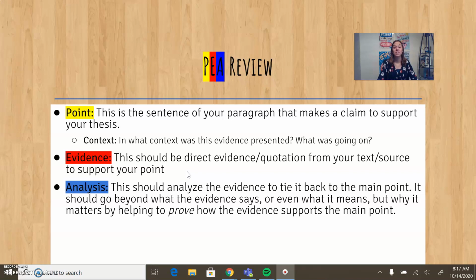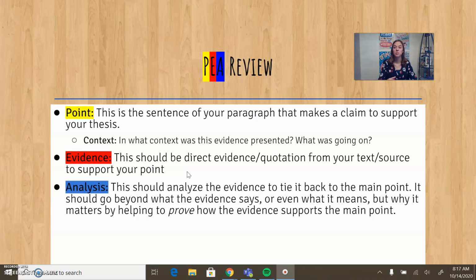We're going to analysis next, which is blue. And with analysis, we have to think about our primary colors that we learned in elementary school, right? When we combine yellow and red, what happens? It's blue. So how can we explain how the point and evidence are connected? I kind of move backwards. I go to my analysis sentence and then I go up. How is the evidence proving my point? That is what my analysis sentence is going to say.